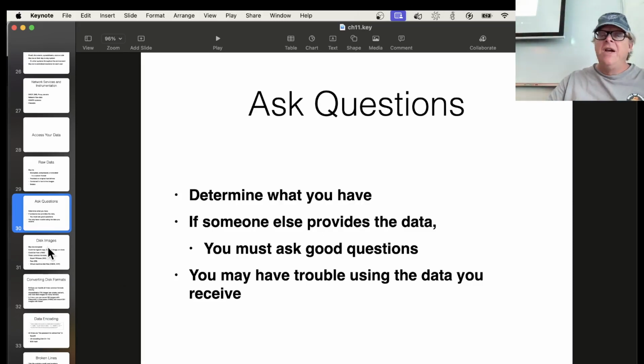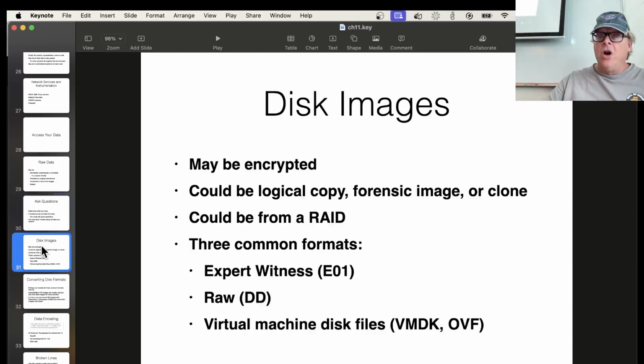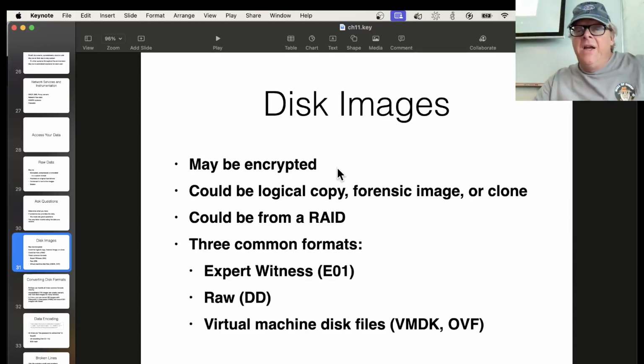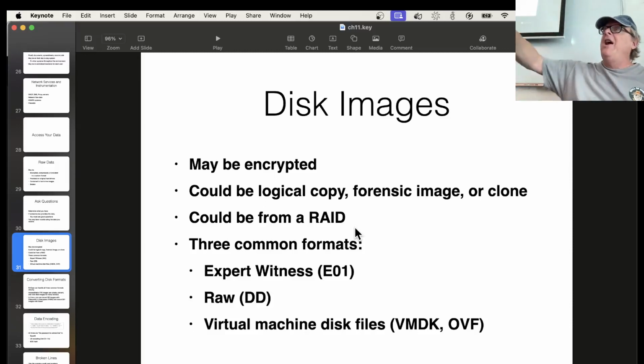This is often the case, and often things go wrong. So your disk image could be encrypted. If it is, you're probably out of luck. If it's encrypted with something like BitLocker, unless you find the key somewhere, you're probably not getting in. That is the whole point of BitLocker. It could be something from a RAID. That would really be bad. Then you're going to have to figure out how the stripes go and reconstruct them, which is quite a chore.